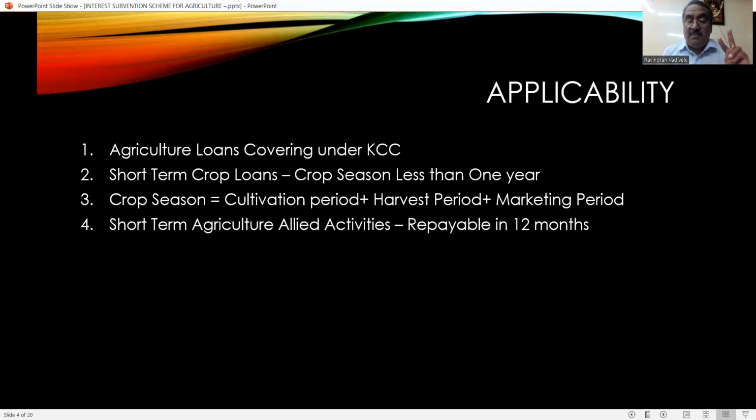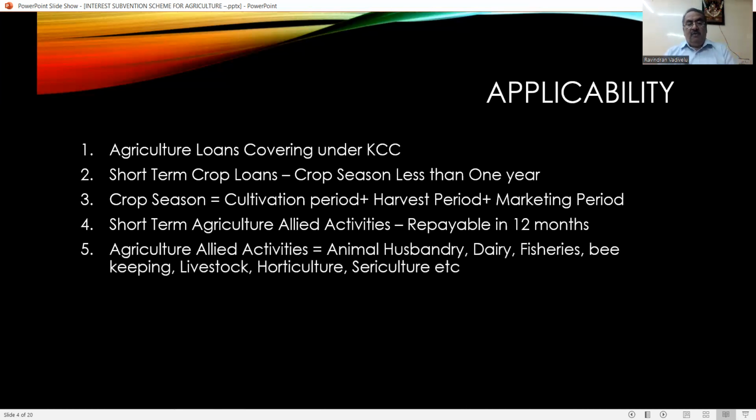The second is short-term agricultural allied activities. It is mentioned as short-term, so that means the repayment should be made within 12 months. Those agricultural allied loans are also eligible to get the IS, that is, interest subvention. What are the agricultural allied activities? It is only an example: animal husbandry, dairy, fisheries, beekeeping, livestock, horticulture, sericulture. All these are called agricultural allied activities.